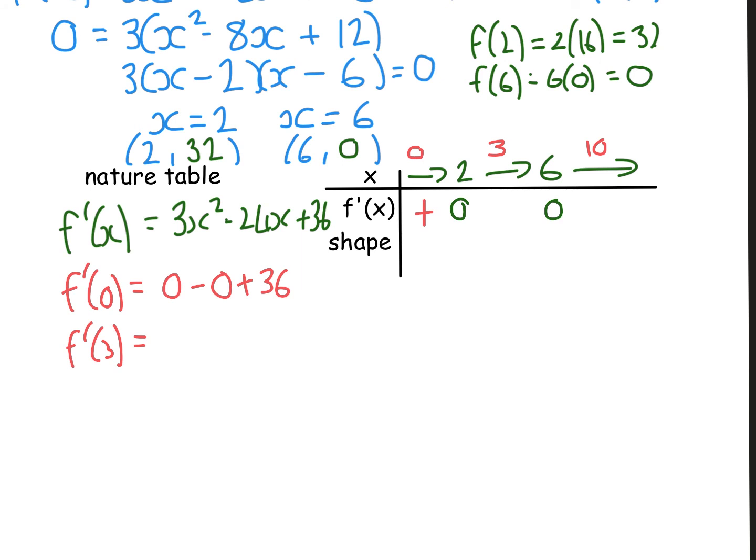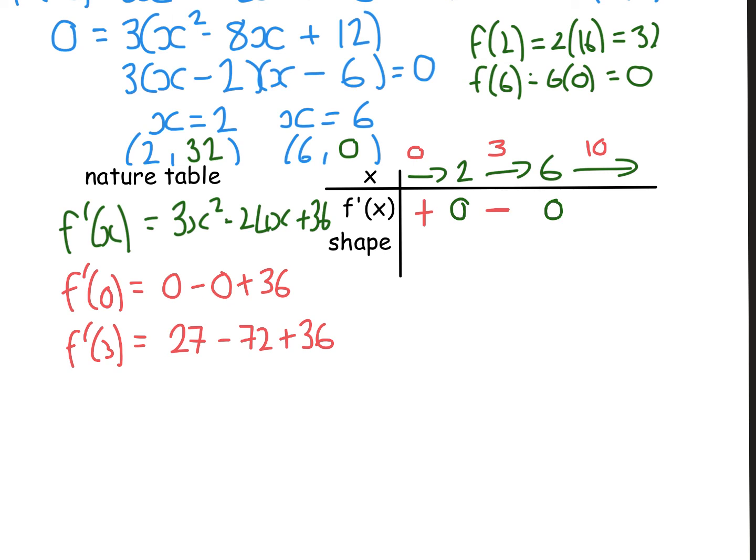Right, 3 squared is 9. 3 times 9 is 27. So the first bit's 27. 24 times 3 is negative 72. And then we add on 36. Well, 27 and 36 is 63. Take away 72, that's negative. I don't need the number, I just need to know it's a negative.